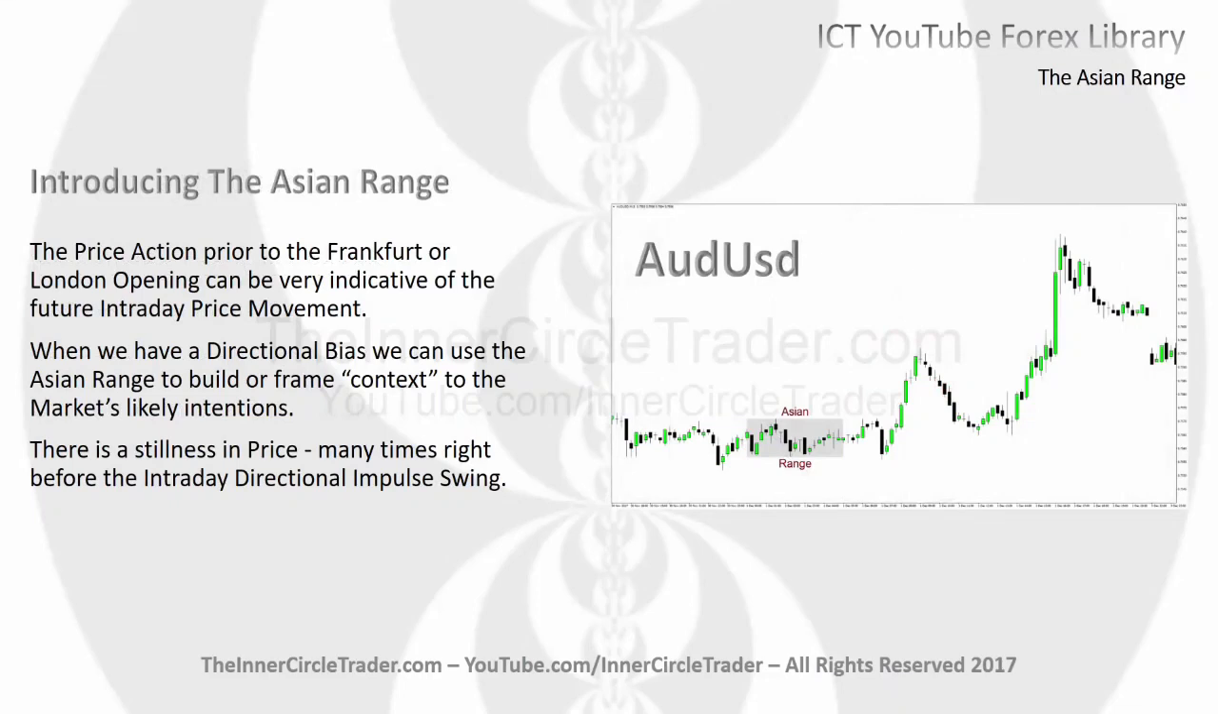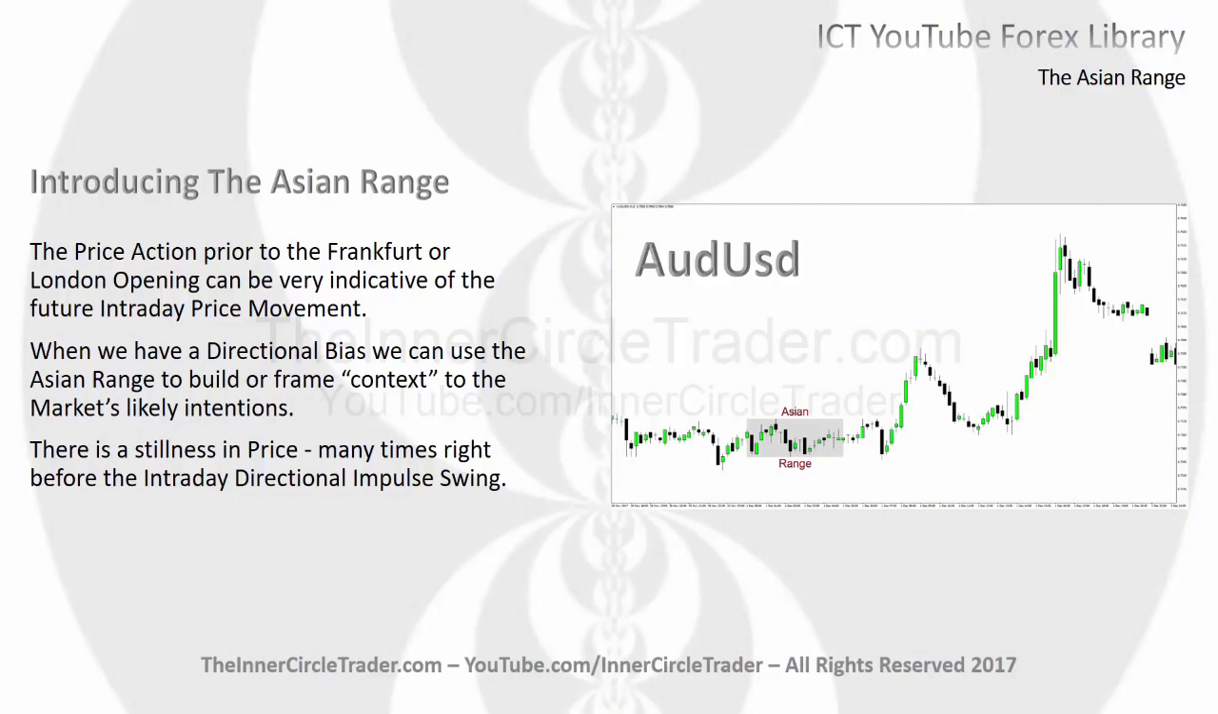Introducing the Asian range. Now, what is the Asian range? Well, the price action prior to the Frankfurt Open or London opening can be very indicative of the future intraday price movement. Now, when we have a directional bias, you can use this Asian range to build or frame a context or storyline to the market's likely intentions.